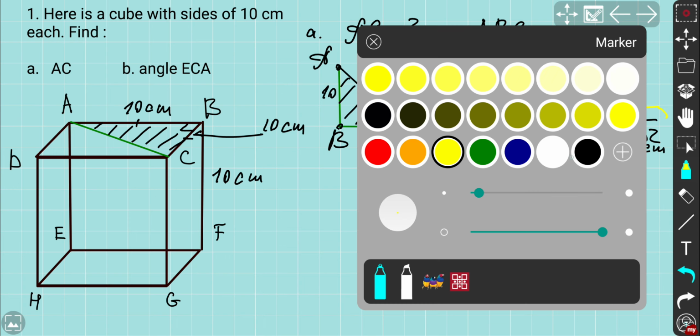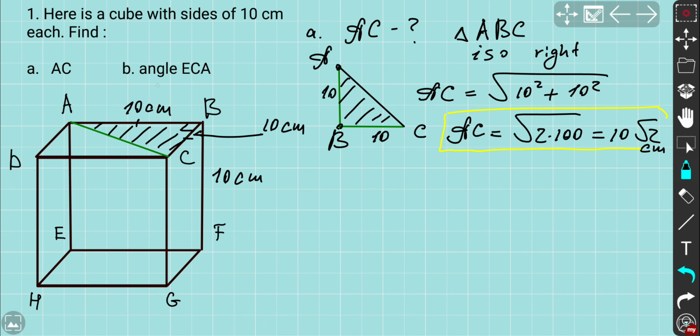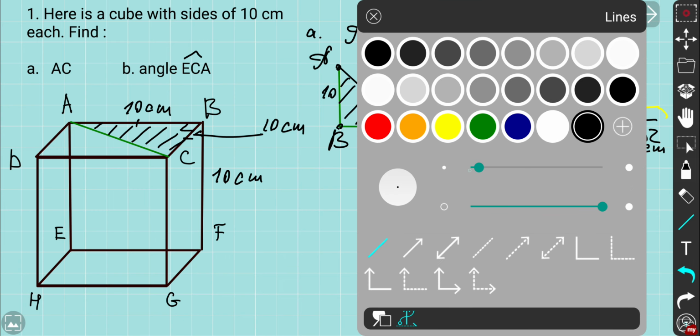Alright, let's move next. In the second part, we need to find angle ECA. So ECA. First of all, we need to connect. I'm going to use, say, red color.